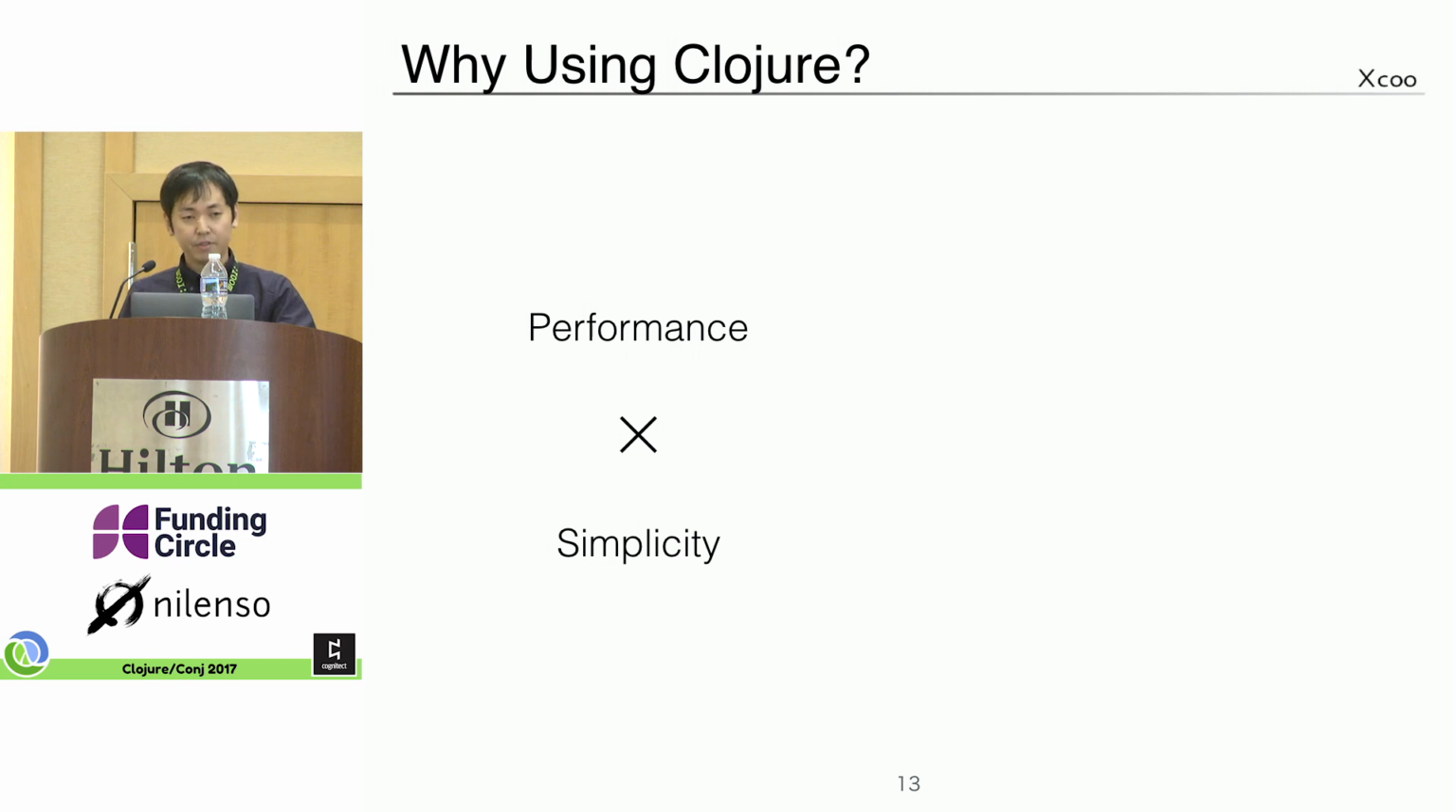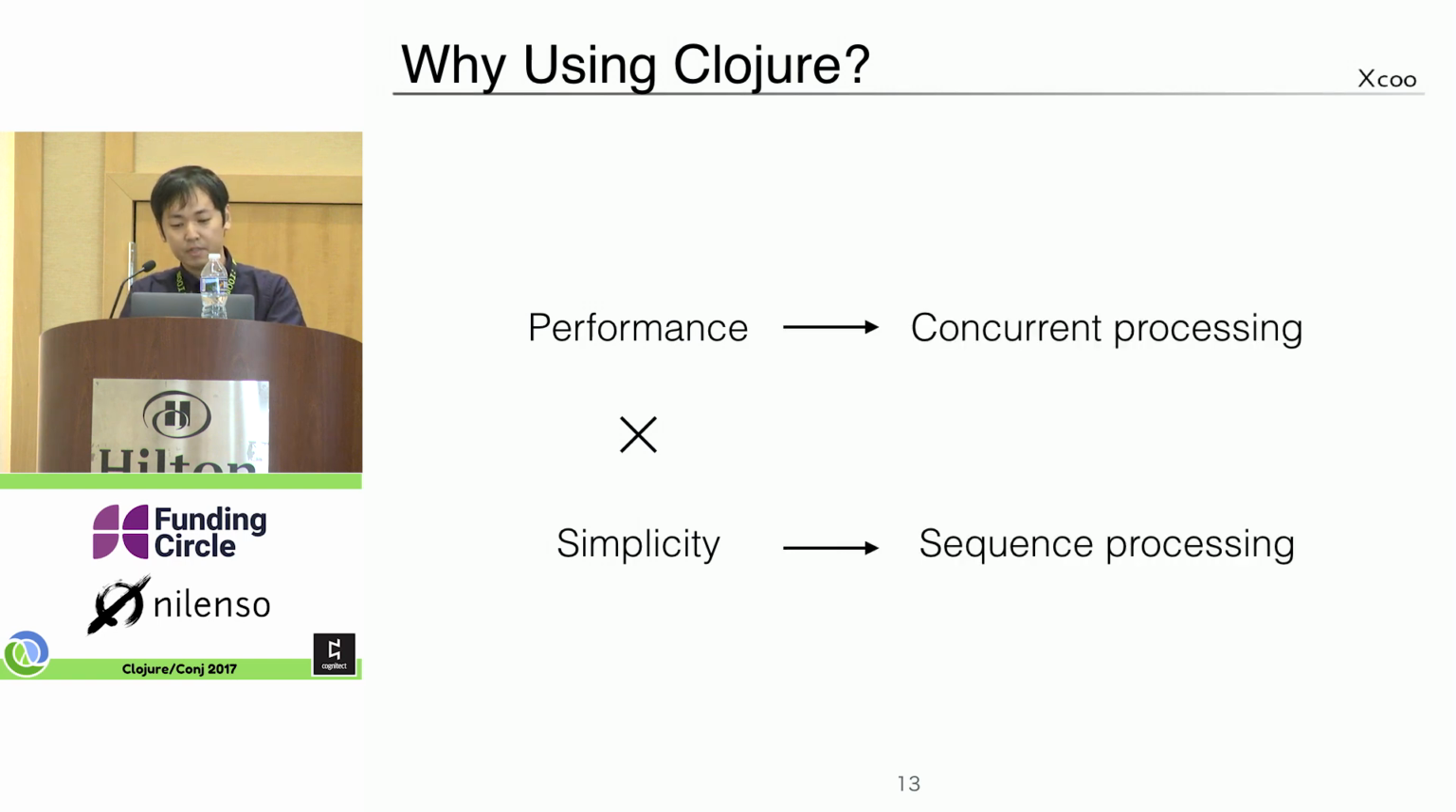Performance is important, it's true. But we feel simplicity is also important because the algorithms or logic for analysis frequently change in the bioinformatics field. So to follow the cutting edge methods and repeat trial and error, both performance and simplicity should be realized simultaneously. So that's why we decided to use Clojure. With Clojure, performance is achieved by concurrent processing and simplicity is achieved by sequence processing.